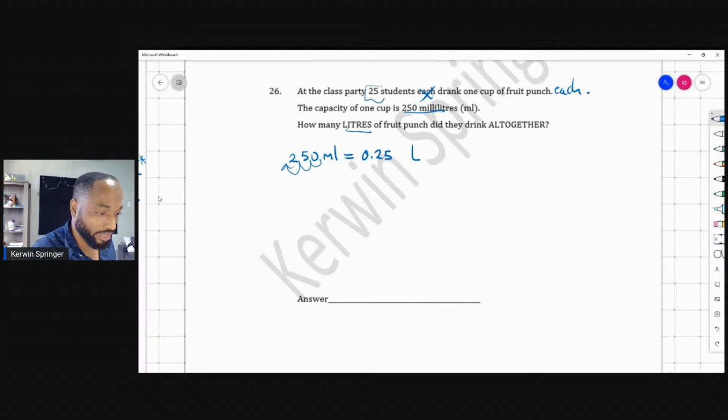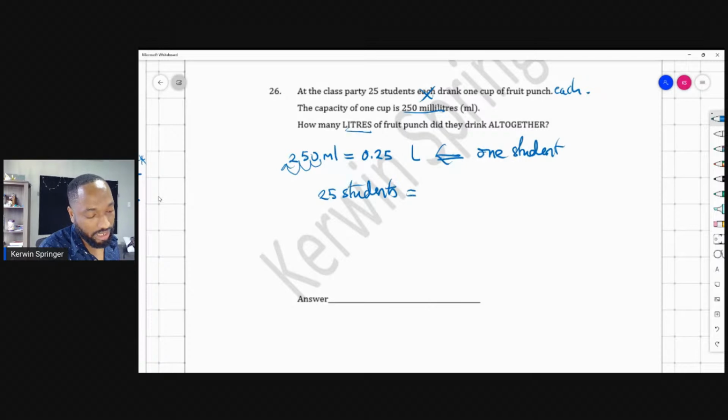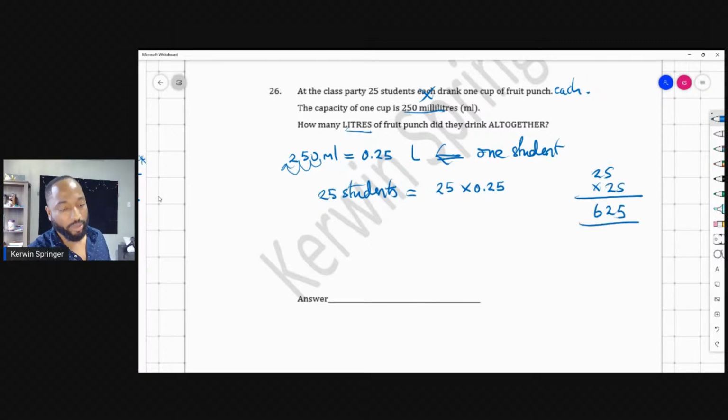And now I can multiply this by 25. So 1 student drank 250 milliliters, not bad. So 25 students should be drinking 25 times 0.25. I could just move this point back here and just do the 25 by 25. How many of you all know 25 squared is 625? 25 by 25 is 625.